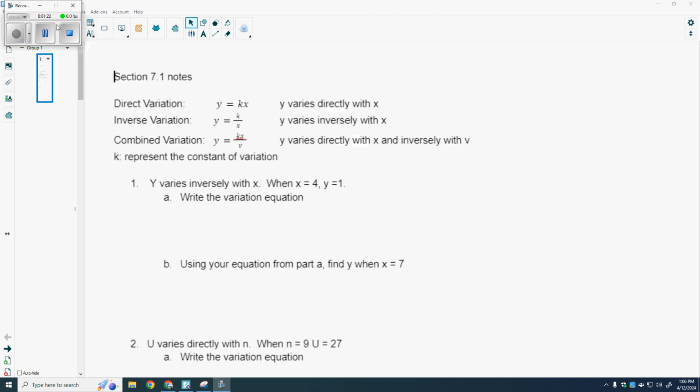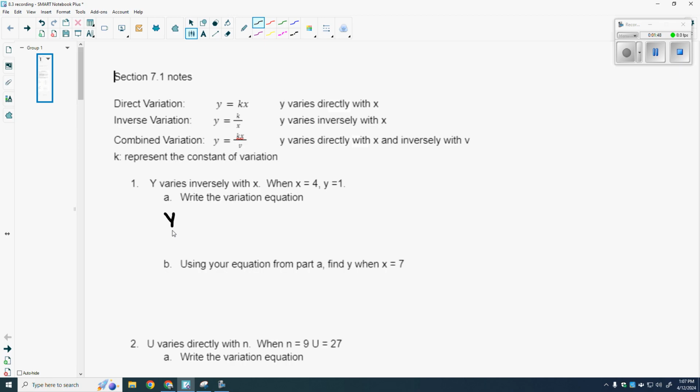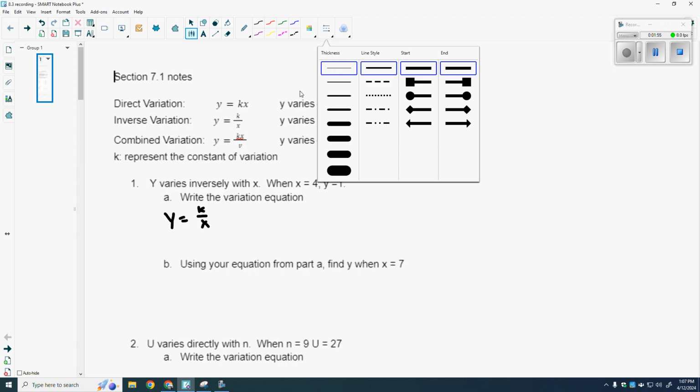Okay, so question number one. Y varies inversely with x. First step, write that in a general equation. Well, we just did that right here. Inverse variation says y is equal to k over x. So we have y equals k divided by x.